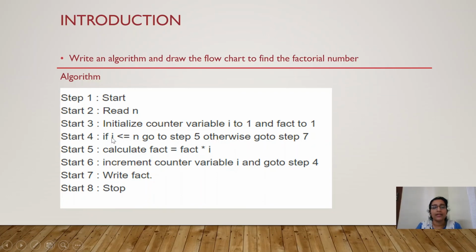Then again, I value is 2, and 2 is less than or equal to 5. Then go to step 5 again. Fact equal to fact into I, which means fact is 1, 1 into the I value, which is now 2, 1 into 2. So repeatedly we will be doing this, and at last, when I reaches n, we will get the factorial of that number. Then in step 7, write the output fact. Then in step 8, stop. So this is how we write the algorithm.